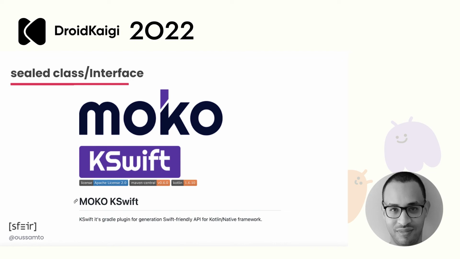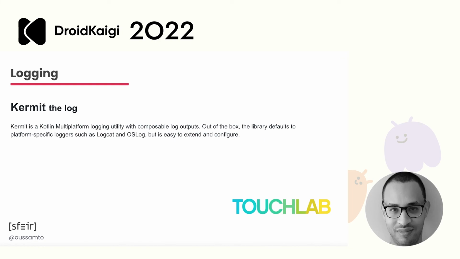If you think about sharing state and event models, maybe you will encounter some complexity with sharing sealed classes. Here comes MOKO KSwift, which generates a Swift-friendly API for the Kotlin Native framework. At the end, you may need a multiplatform library for logging, and here comes Kermit from TouchLab.